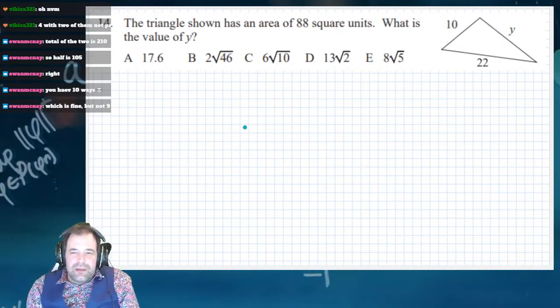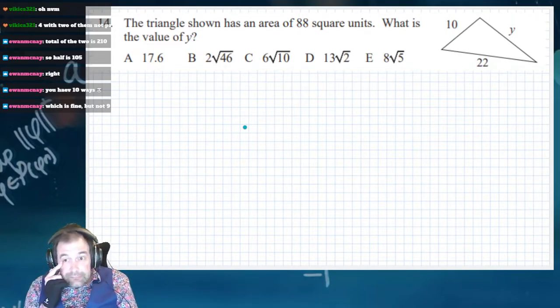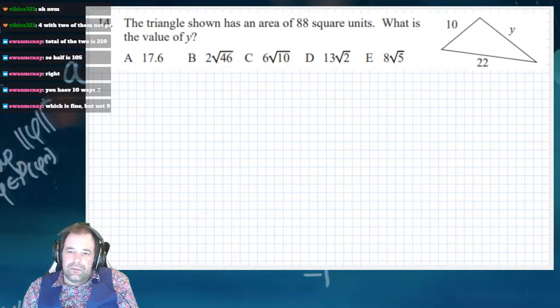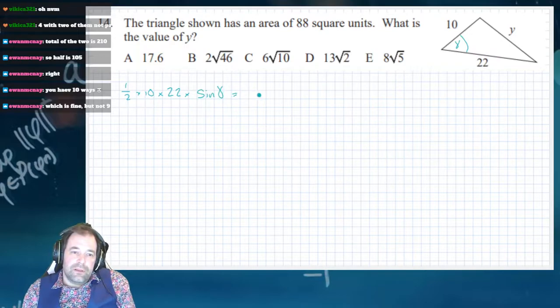The triangle shows an area of 88 square units. What is the value of y? I'm just going to call it gamma because we've been using gamma today. So we can say that this might not be the right way of doing it. Half times 10 times 22 times sine of gamma equals 88. Half AB sine C. Because if gamma is a nice number, we can work out why using the cosine rule.